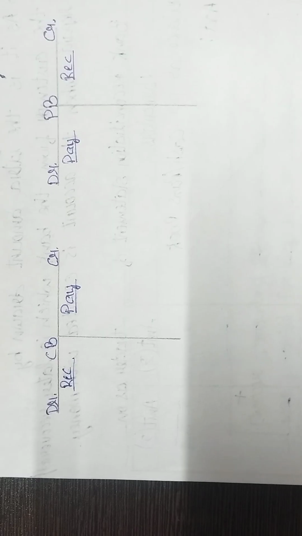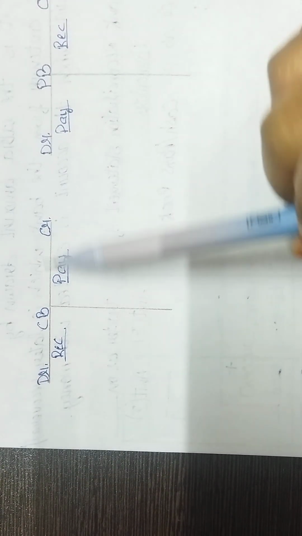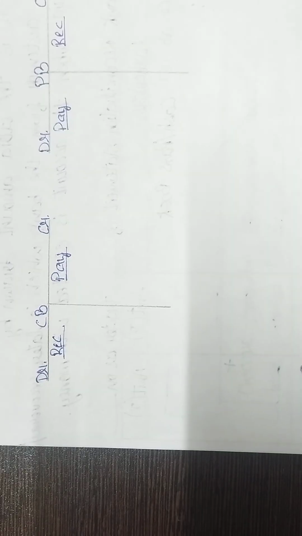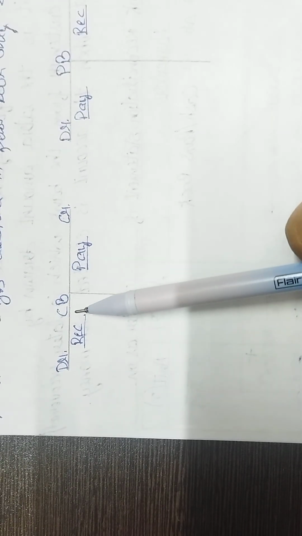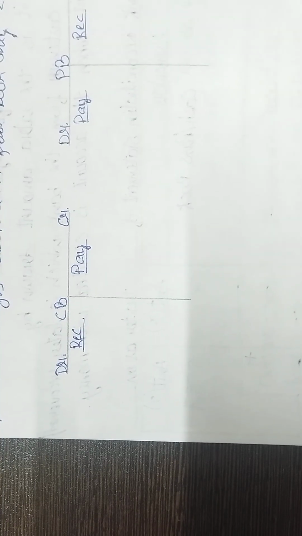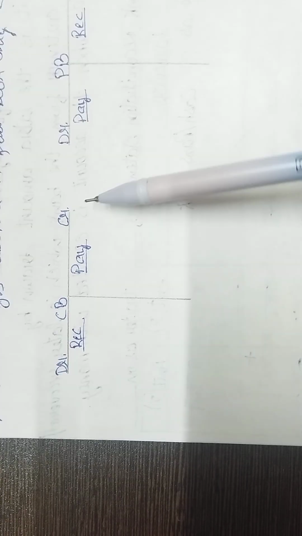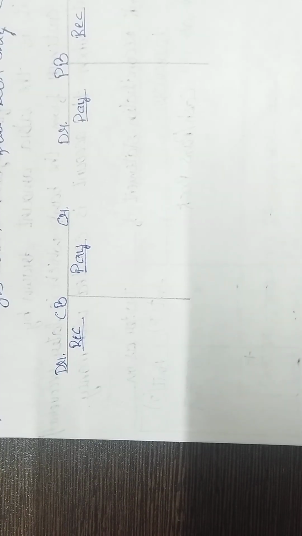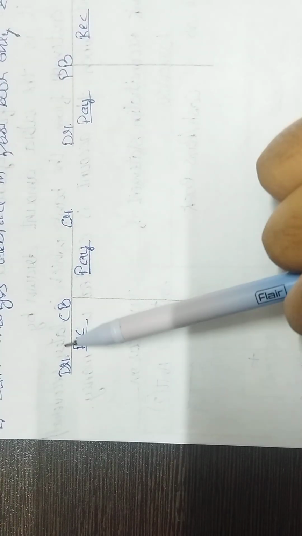To do the rough work, we have to draw T shapes like this. These are called T shapes. One will be cash book, CB. I have mentioned it as CB. This is cash book and this is passbook. In the original pro forma, we never write debit and credit, but here for better understanding, I have written debit and credit.